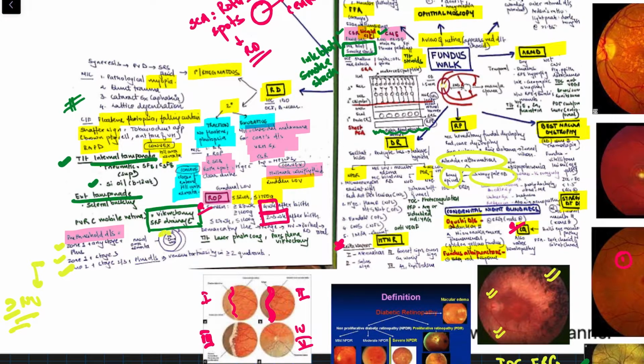That means if it is in zone 2, then this needs to be stage 2, that is presence of either a ridge or neovascularization, anything more than that, as well as presence of plus disease. What is plus disease? It is nothing but venous tortuosity in more than 2 quadrants. Okay, how do we treat it? We do laser photocoagulation and pars plana vitrectomy.